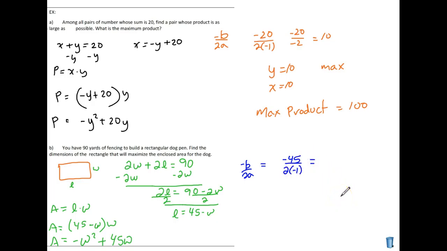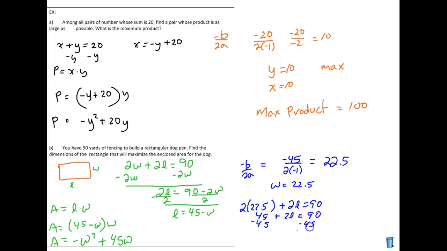So what I'm really doing is 45 divided by 2. They're both negative, so that gives me 22.5. So when W equals 22.5, I'm going to have that maximum. Well, if I plug that back in, I can figure out what my L is. So this gives me 45 plus 2L equals 90. When I subtract, I get 2L equals 45. Huh, interesting. L equals 22.5 also.